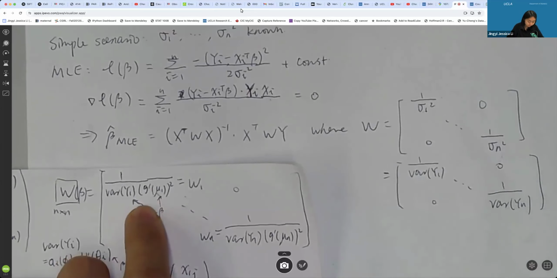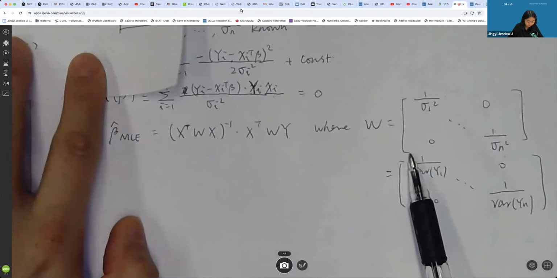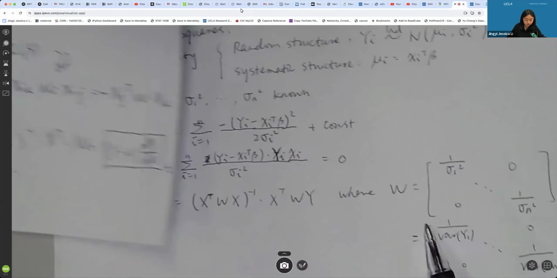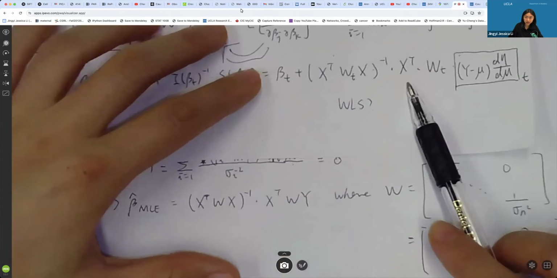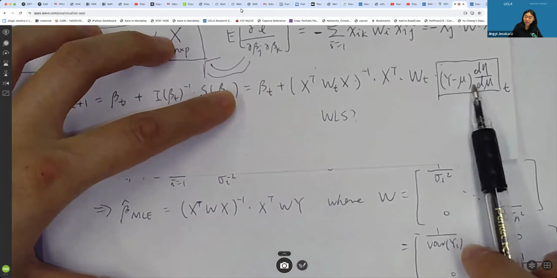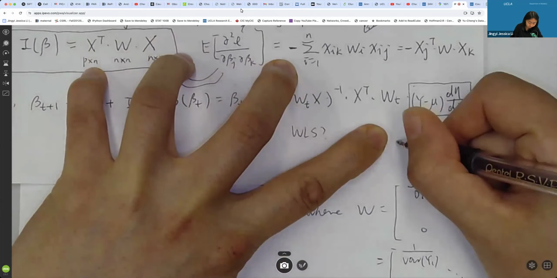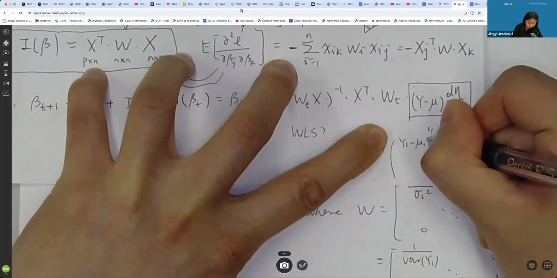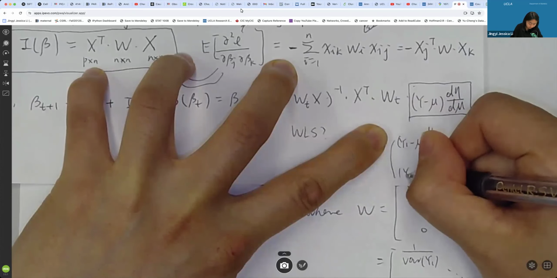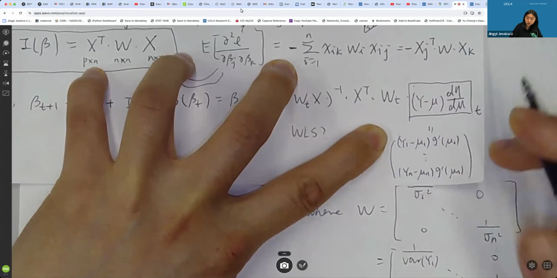So essentially, if you connect the W and the formula here to this one, you see that it's almost the same thing, right? It's almost the same thing, except that our y in this update is not the original y, but this y. What is this new thing? Just to write it out: y1 minus mu1 times g prime mu1, up to yn minus mu n times g prime mu n. So it's the same thing.